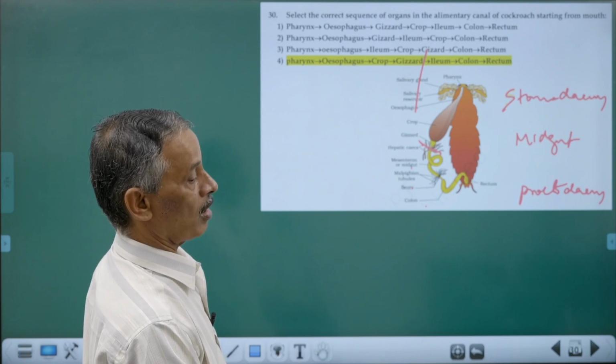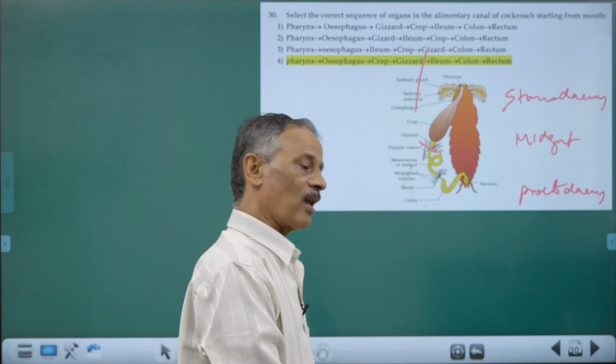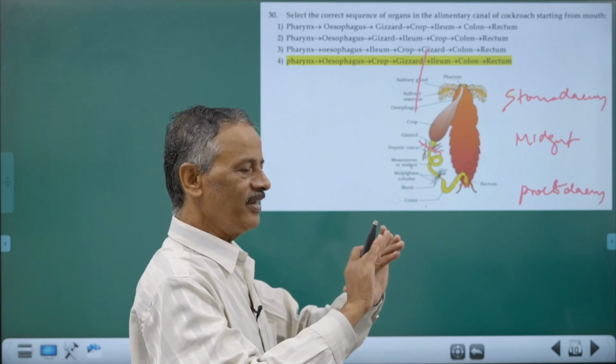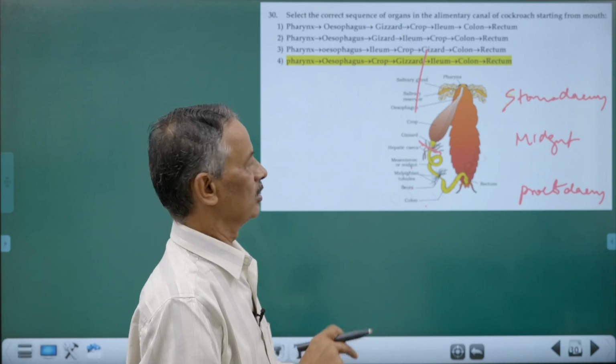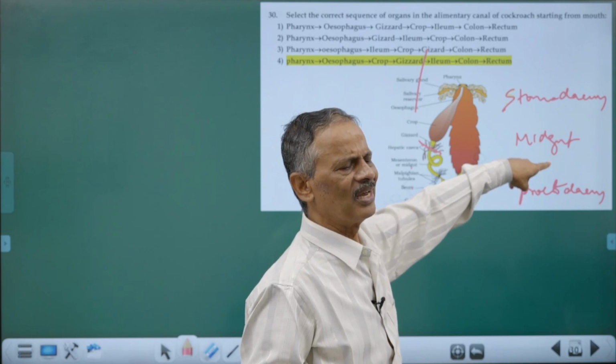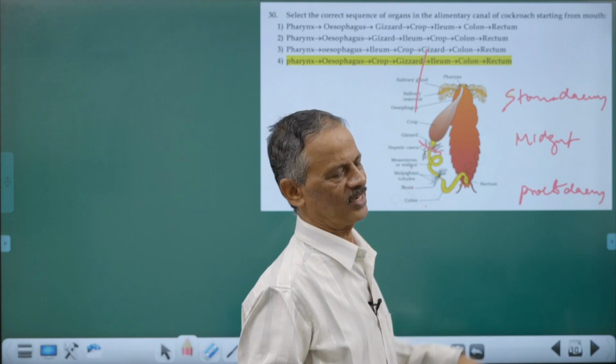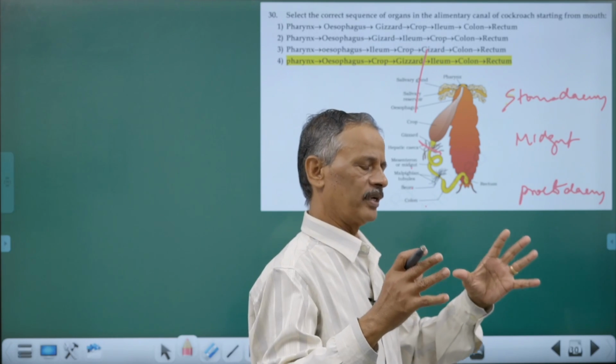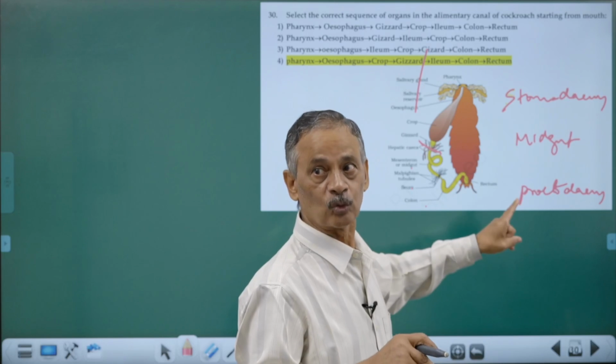Stomodeum and proctodeum are lined by cuticular lining. On the inner side, there is a thin layer of cuticle. The midgut or mesenteron alone is having no such cuticular lining on the inner side. That is why most of the digestion and absorption are taking place through this part.